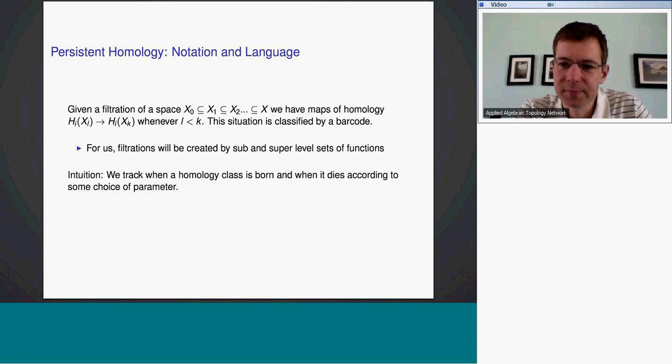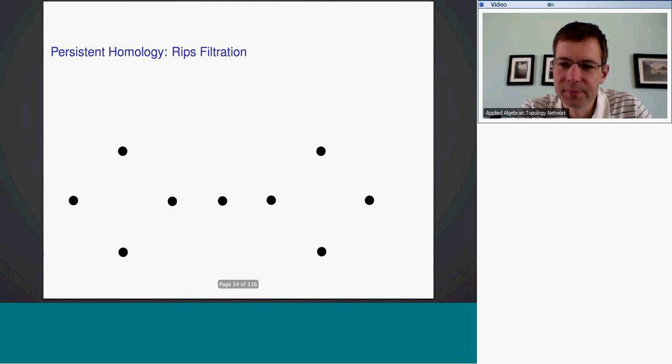I think most of you probably know this, but I'll just go over the particular viewpoint here. Given a filtration of a space, we have maps on homology, and we can summarize the situation with a barcode that records when topological features are born and when they die in this filtration. We're going to use a number of different filtrations in order to capture different information about the compound. So classic here, the Rips filtration: we add in simplices when their vertices are within a certain distance.